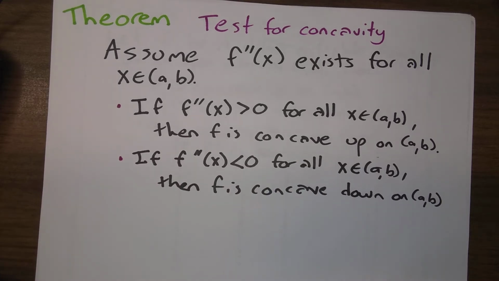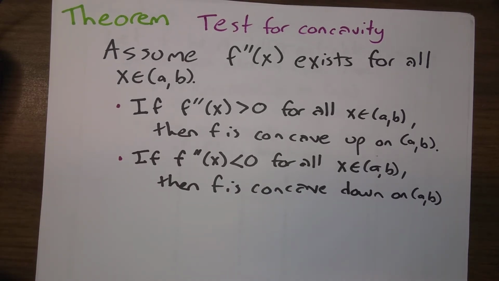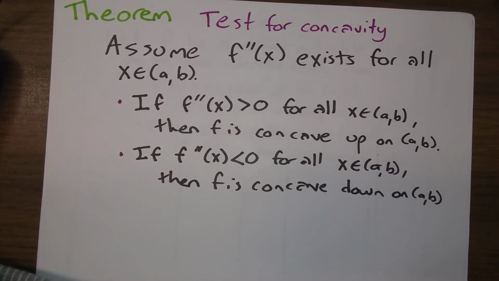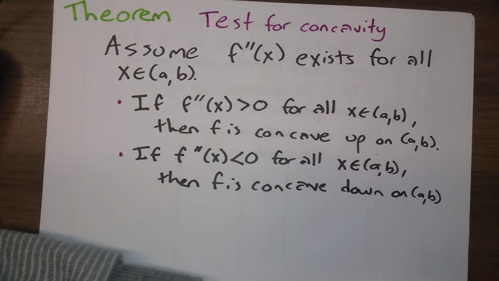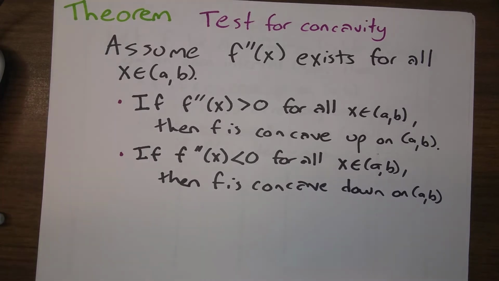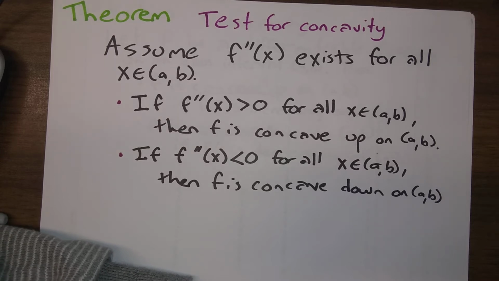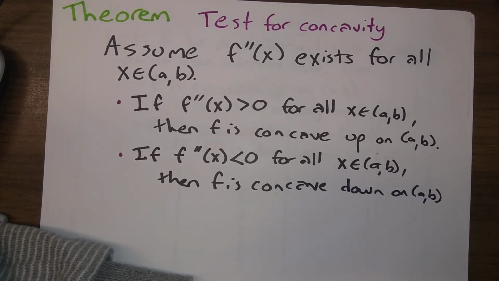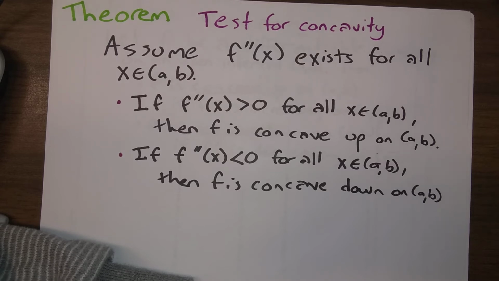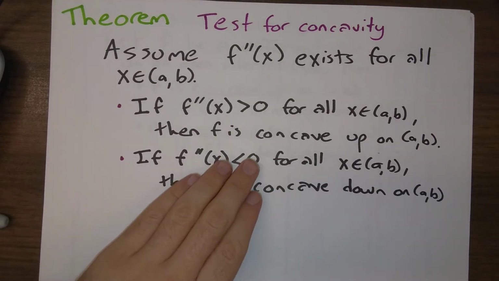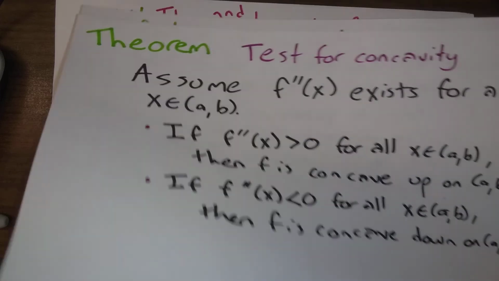The book sets this off as a separate theorem. You could almost claim that this is the definition of concavity. Concave up means the second derivative is positive, and concave down is when the second derivative is negative. To summarize, the sign of the first derivative tells you when your function is increasing or decreasing. The sign of the second derivative tells you when your function is concave up or concave down. Let's draw some pictures with some different possibilities.